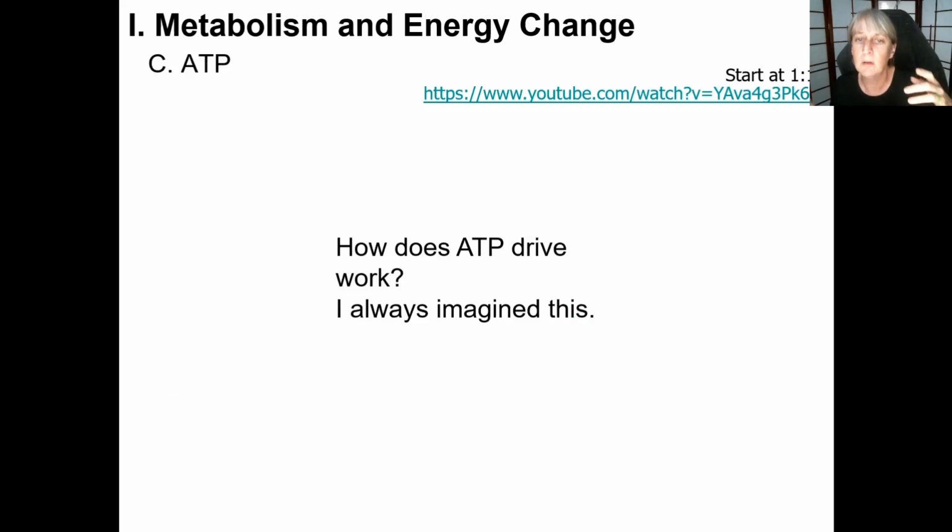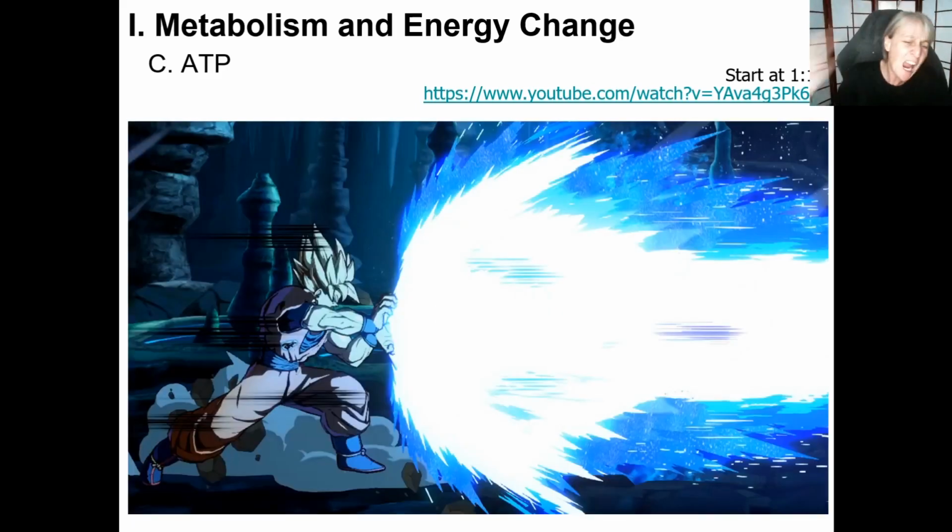So, and I'll put this link in the bottom. This is showing how energy works with some proteins. I always imagine from high school, I know you do too, that as ATP, we break it down to do energy, this is what happens. Right?